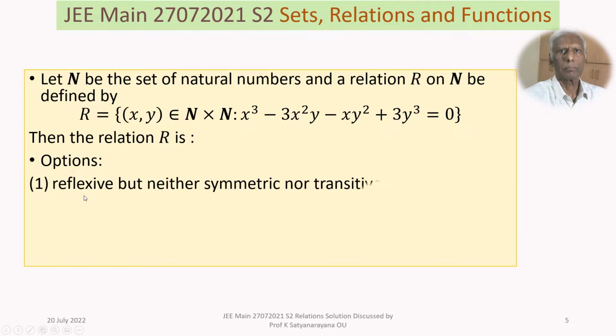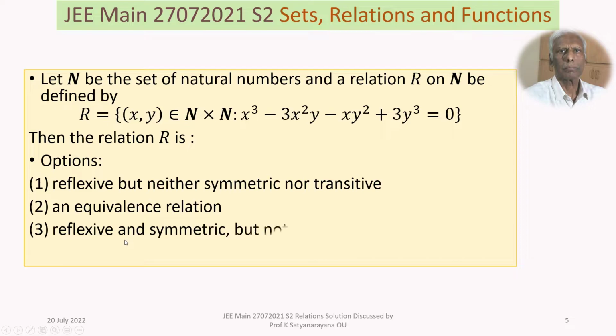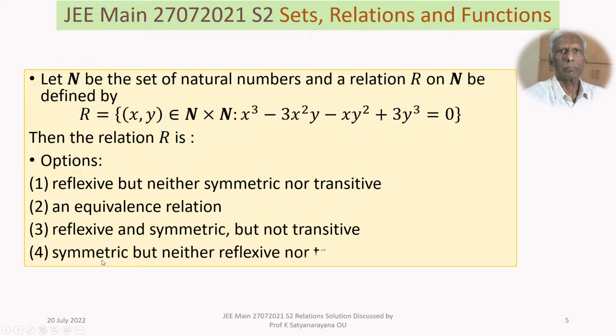Option 1, reflexive but neither symmetric nor transitive. Option 2, an equivalence relation. Option 3, reflexive and symmetric but not transitive. Option 4, symmetric but neither reflexive nor transitive.